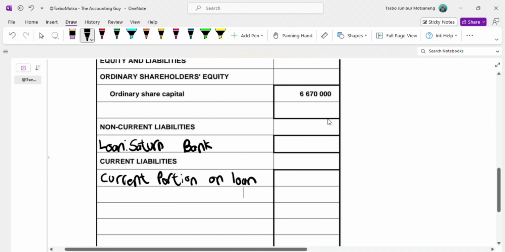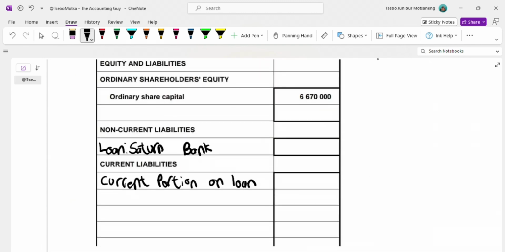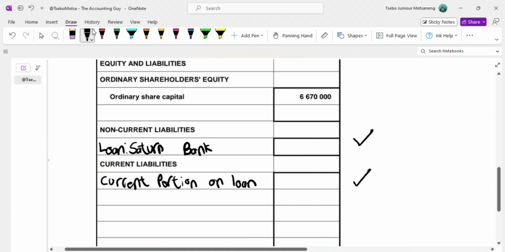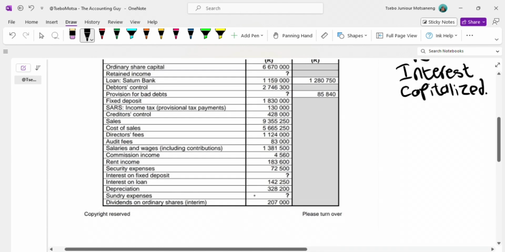As you know, whenever we are dealing with a loan, we are dividing it into two parts. The first part is the long-term part, or the non-current liability part, and then the second part is the current liability part. So the non-current liability is basically what we have to pay towards the loan over a period beyond 12 months, and then the current liability part of the loan will be what we have to pay within a period of 12 months or within the next financial year. Okay, now let's start calculating.